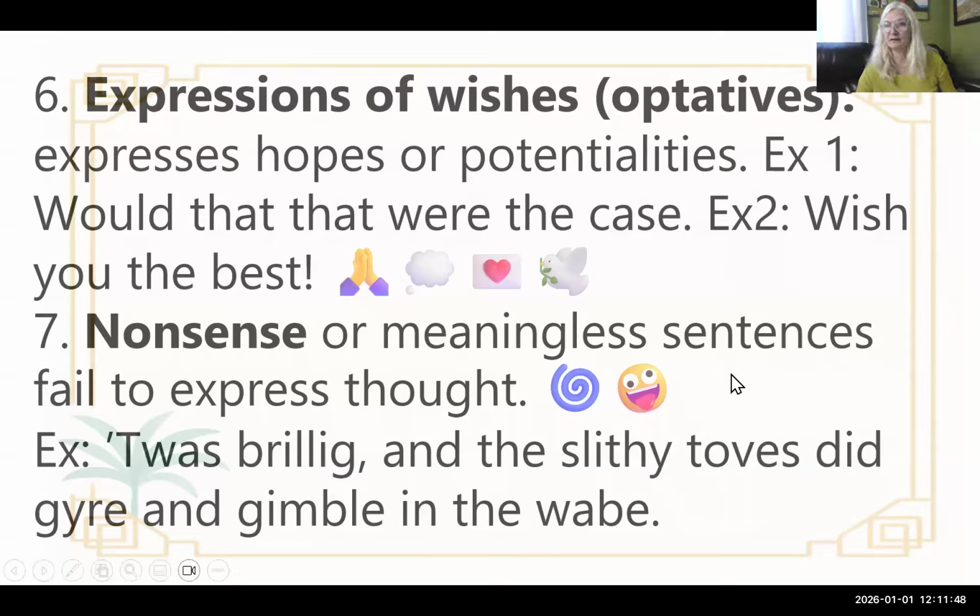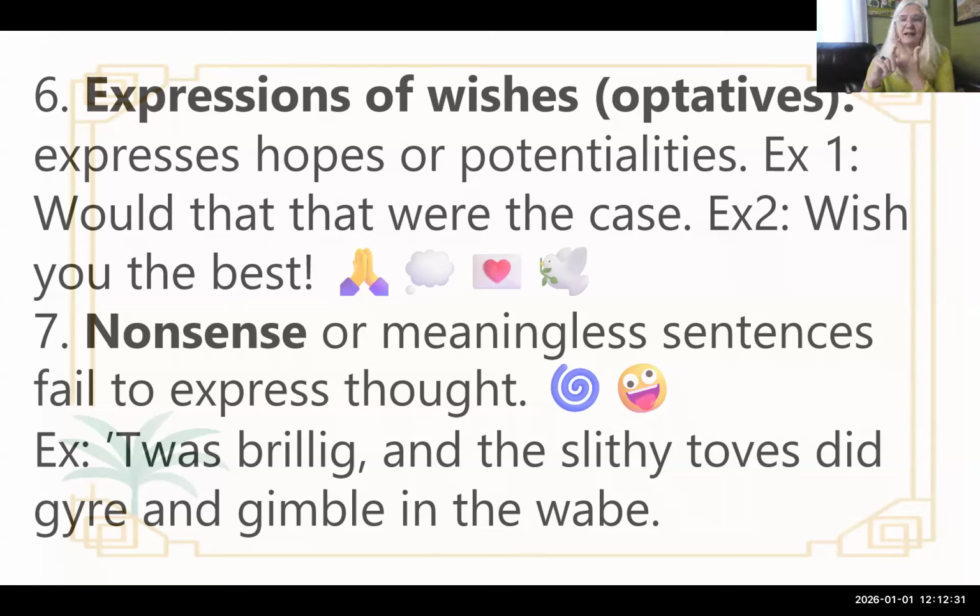Finally, nonsense or meaningless sentence. Before we can evaluate the content of a sentence, we have to make sure that that sentence has actual content. So meaningless sentences fail to express thoughts. "'Twas brillig and the slithy toves did gyre and gimble in the wave." That is a quote from a famous poem by a famous logician who wrote under the name Lewis Carroll. In this poem, he took wayward sounds and smashed them together, or he invented new words, and those words didn't actually mean anything.